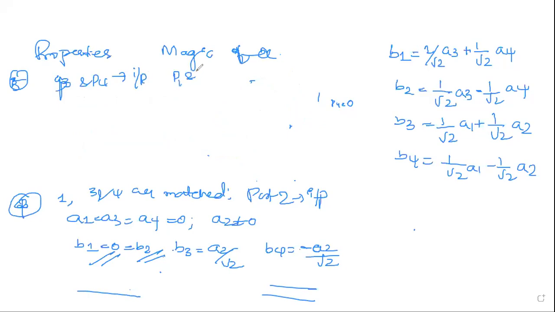Whereas port 1 and port 2, or A1 and A2, are matched with loads. So you'll have A1 is equal to A2 is equal to 0, whereas A3 will be equal to A4. See, this property is you are taking identical signals from the same source. So if you apply this condition to your B1, what will be the value of B1?